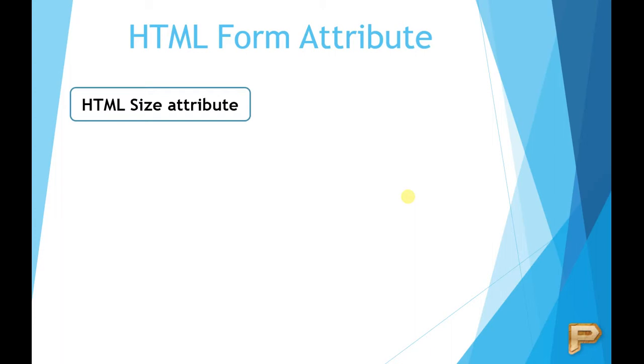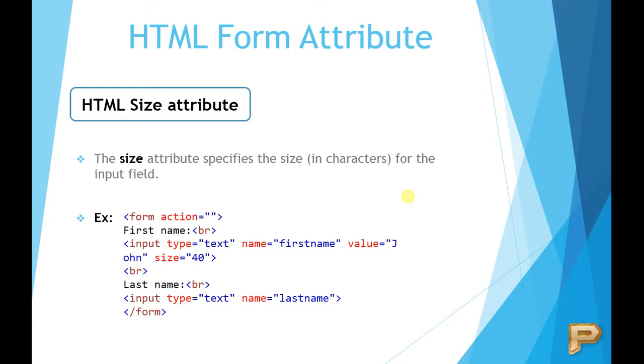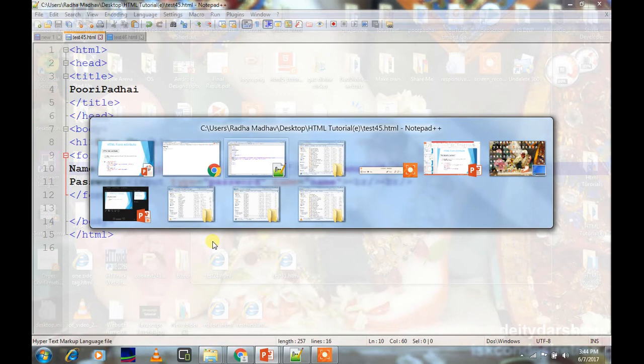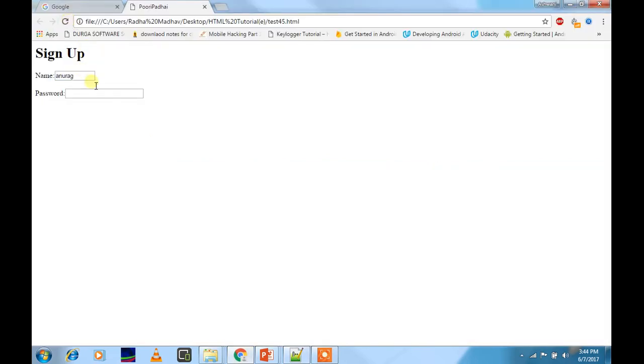The third attribute, learners, is the HTML size attribute. The size attribute specifies the size in characters for the input field. This is an example. We just have to write size and whatever number we want. Let's see how it works. We write size equals, for example, 8. Now we can press Ctrl+S, go back to Chrome and reload it.